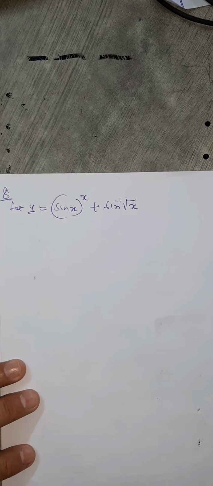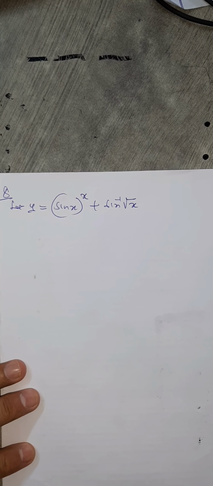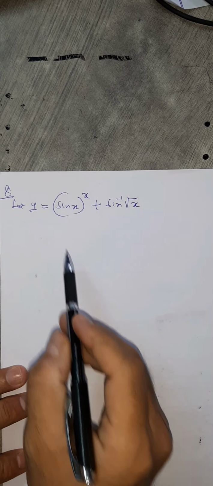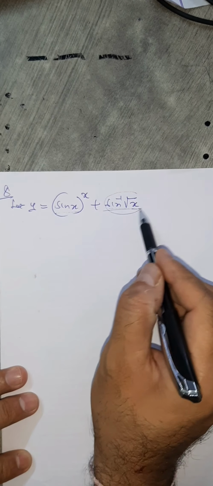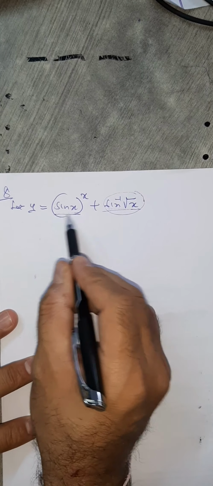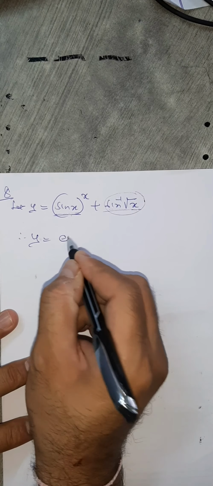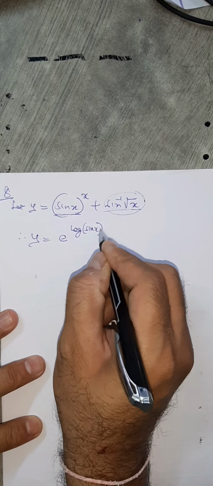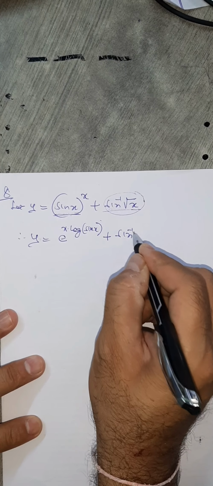The next question, 8th question. You have here sin x raised to x plus sin inverse root x. Now this is variable raised to variable, but this is not variable raised to variable. This you can do directly by chain rule. So here you need to use that e concept. So y equals e raised to log of sin x, the whole raised to x, and that x I'll take in the product. This one as it is, remember.